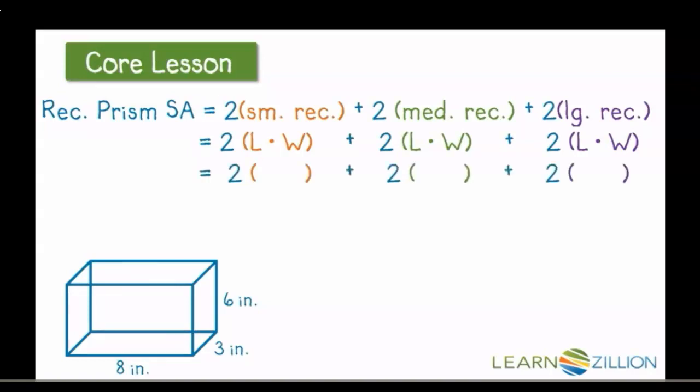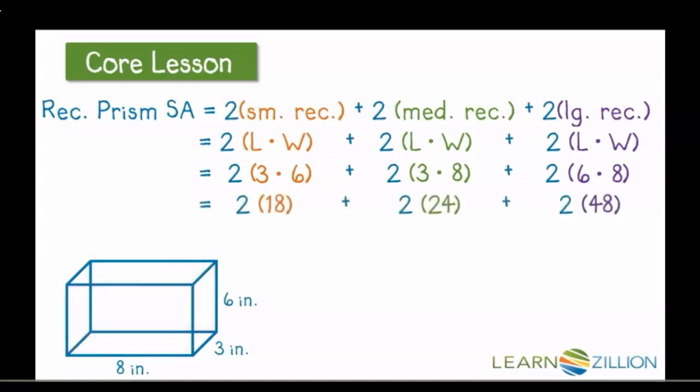If we look at this pinkish, orangish rectangle, we can see that it is 3 inches by 6 inches. So I'm going to go ahead and make that substitution. Next, I see that my green rectangles, if I look real closely, have dimensions of 3 inches by 8 inches. So I'm going to make that substitution. And the final substitution I make is for my large purple rectangles, and those are 8 inches by 6 inches, or 6 by 8. That was really the hardest part right there. Moving forward, it's just a matter of doing some careful computation.